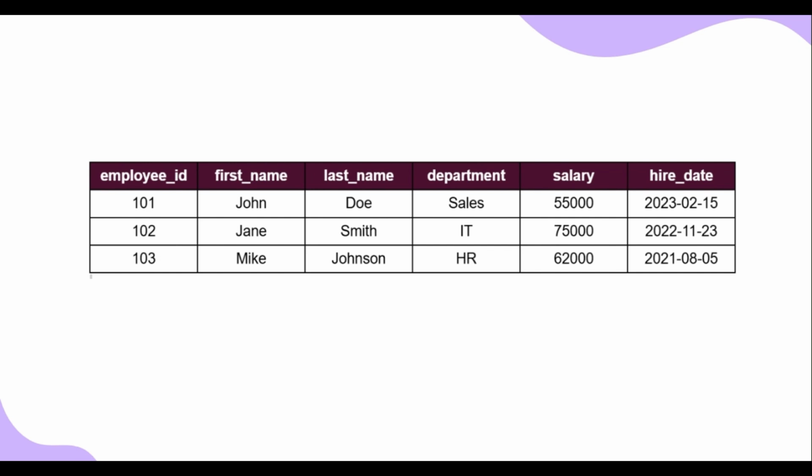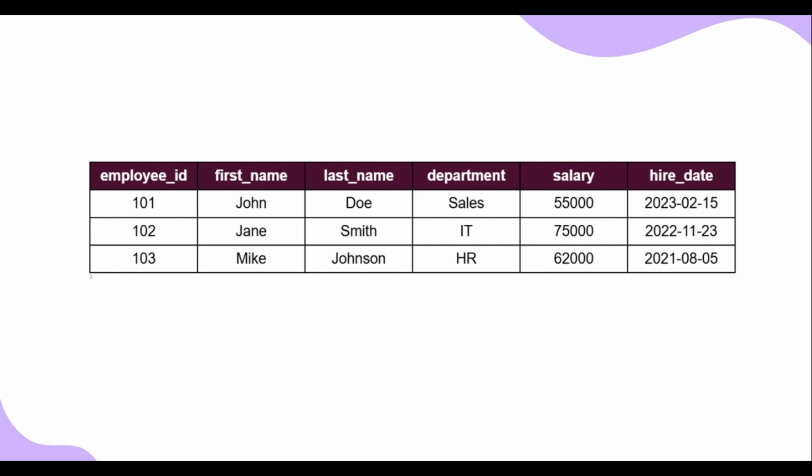Now let's take a look at the data type of each of these columns. The employee ID belongs to the integer data type. First name belongs to the varchar data type. Similarly, last name belongs to the varchar data type. Also, the department belongs to varchar. Now, the salary belongs to, let's assume, the integer data type, or we can also make it the decimal data type. Coming to the hire date, it belongs to the date data type.